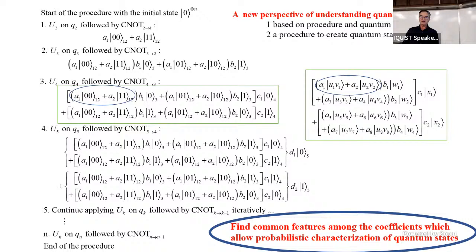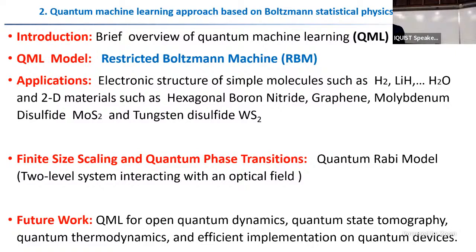Now I would like to focus on the main thing, which is quantum machine learning. The machine that we are using is the restricted Boltzmann machine.